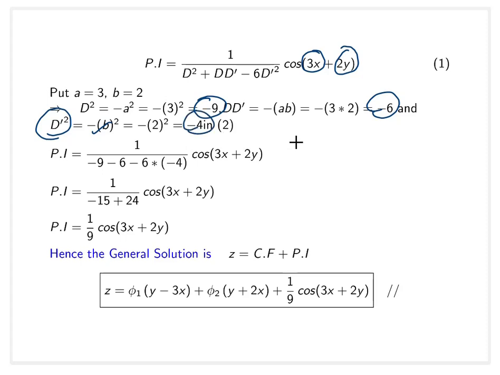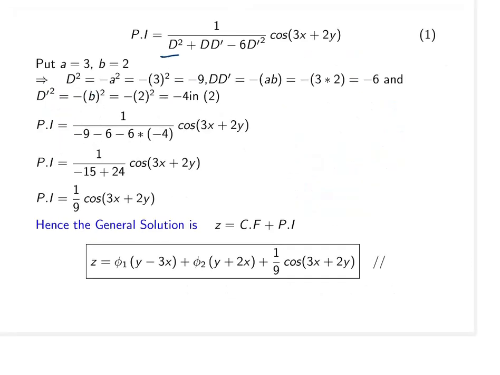So in this case only we can replace in the form of D square or D D dash or D dash square. Suppose if it is simply D is there or D dash is there, we are unable to replace it. So either D square or D D dash or D dash square. If it is in these three forms, we are able to replace the values minus a square or minus ab or minus b square. Suppose D and D dash are alone, we are unable to replace.